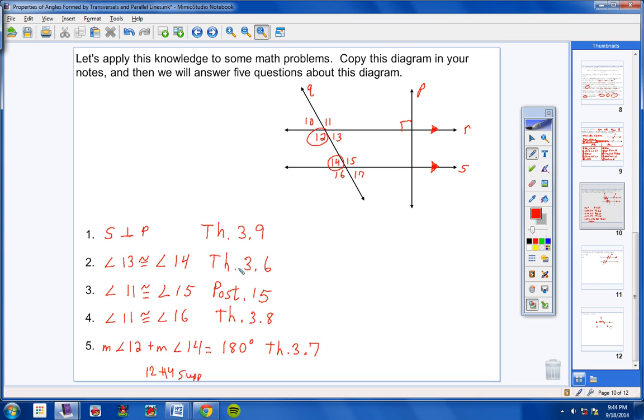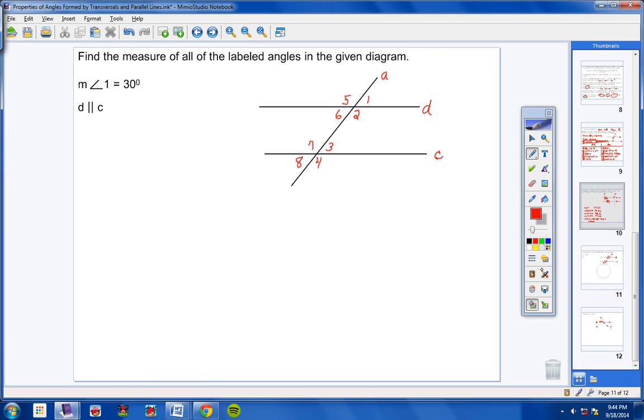Now I hope all of this is making sense, students, okay? We really need to know how to do this. You should be able to look at a situation and know which theorem and which postulate goes with these different situations, okay? All right, next to last problem, go ahead and copy this in your notes if you would, please.